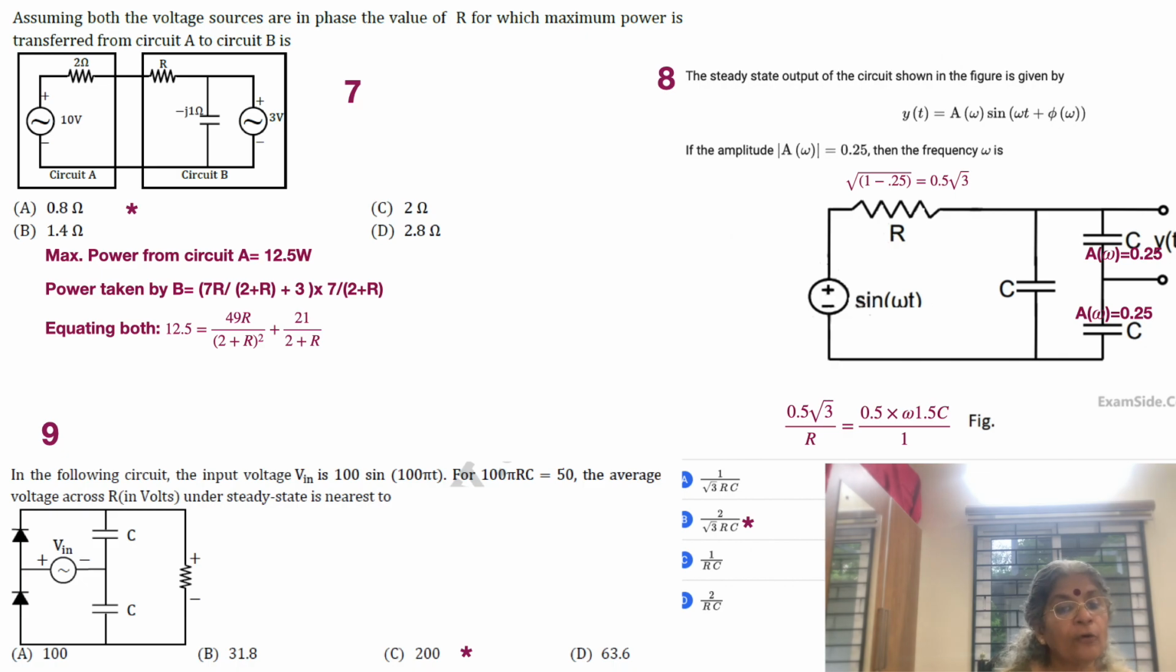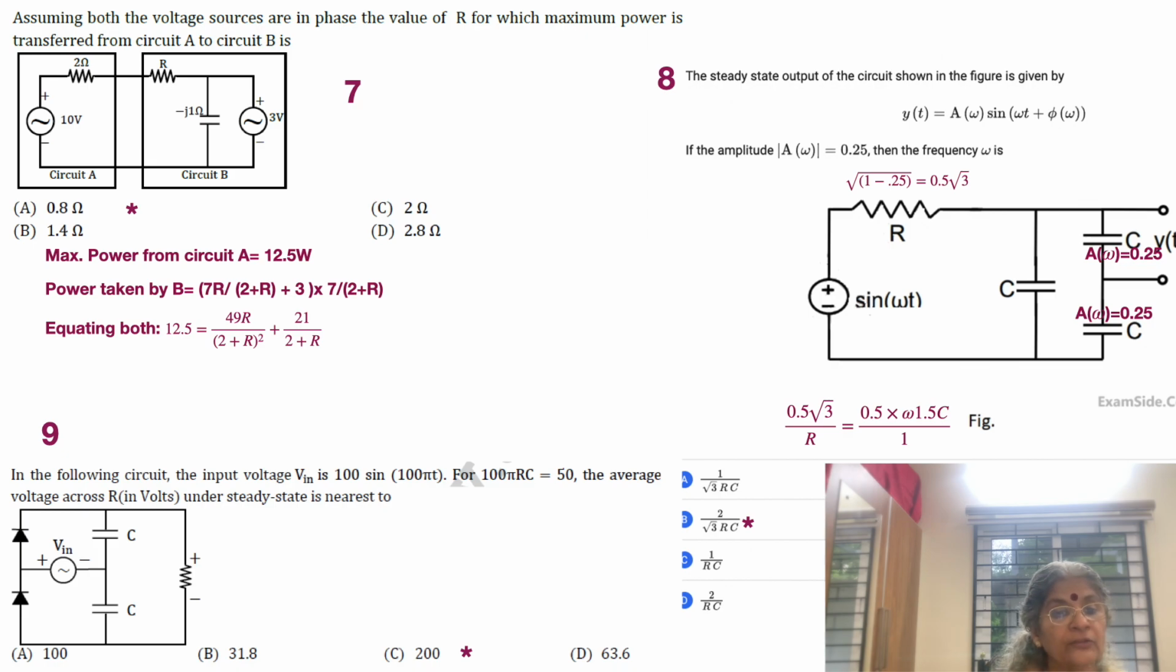Next, this is what is delivered, so what is taken? You have to equate them. Again, the problem is suggesting the answer. How do you find the power being taken by B? There is a voltage current relationship. The current being taken is 10 minus 3, which is 7, so 7 divided by 2 plus R is the current that is flowing.